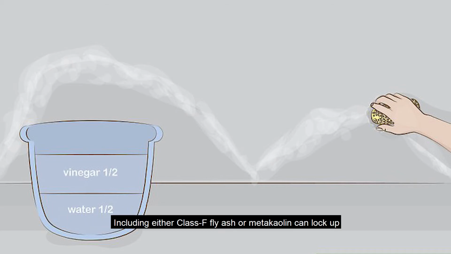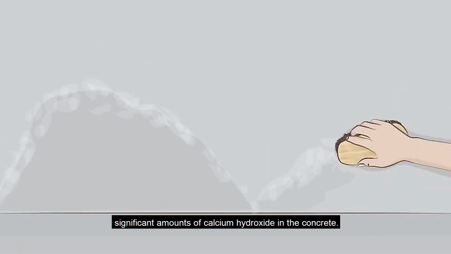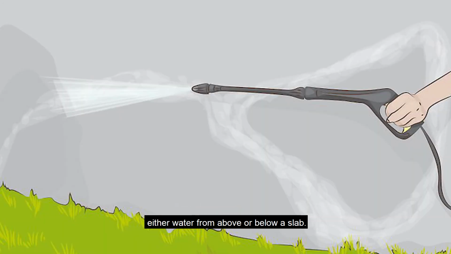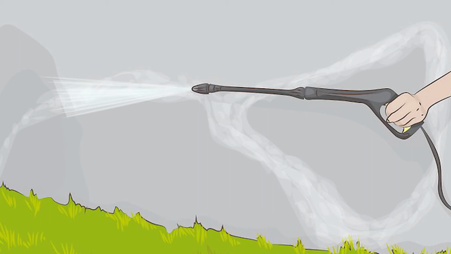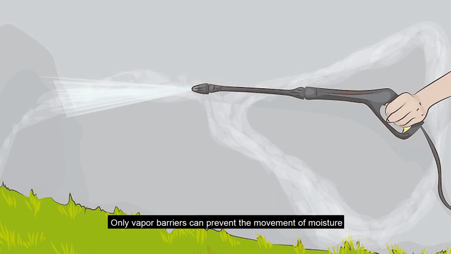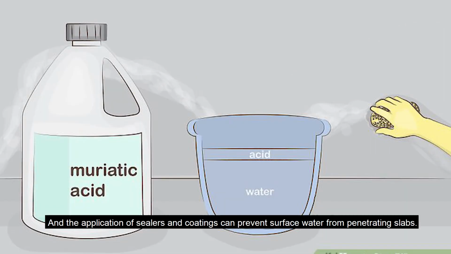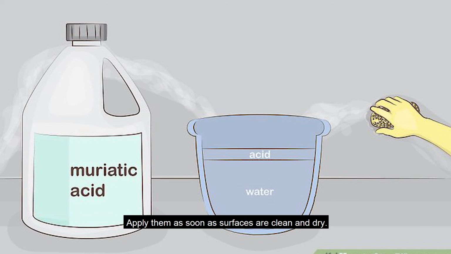3. There are a few things you can do to reduce the possibility of efflorescence. Including either Class F fly ash or metakaolin can lock up significant amounts of calcium hydroxide in the concrete. And as stated earlier, the efflorescence reaction is driven by water, either water from above or below a slab. Only vapor barriers can prevent the movement of moisture from the subgrade to the surface of a slab. And the application of sealers and coatings can prevent surface water from penetrating slabs. Apply them as soon as surfaces are clean and dry.